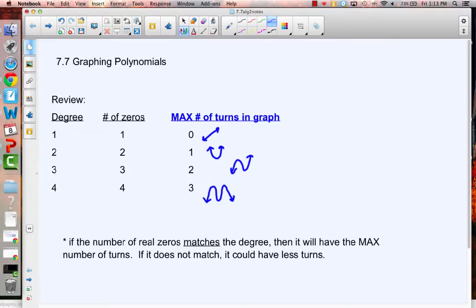And I put this little star down at the bottom, if you have exactly 4 real zeros, so maybe you get that the zeros are 4, 7, -1, and 2, those are all real numbers, then that means you're going to have 3 curves. But if you maybe have some imaginary ones in there, then you might have less than the max number. It just depends on the problem. So just be aware that these are max numbers, not necessarily set in stone.